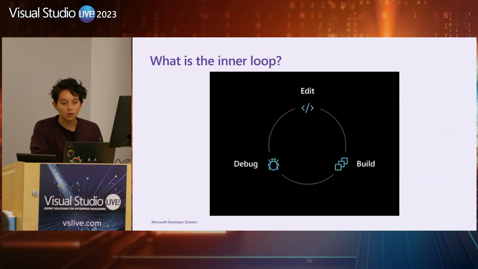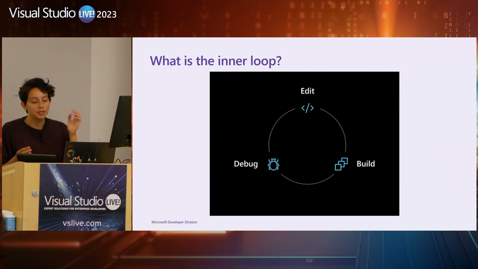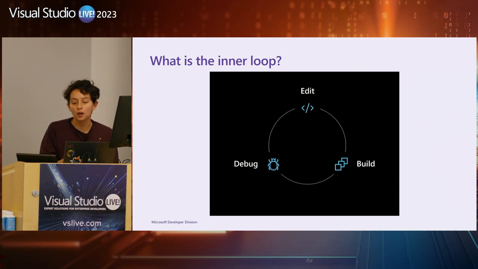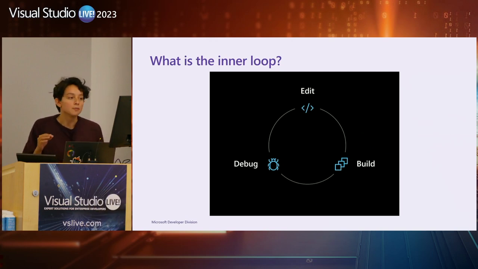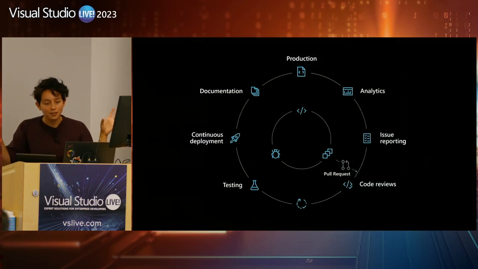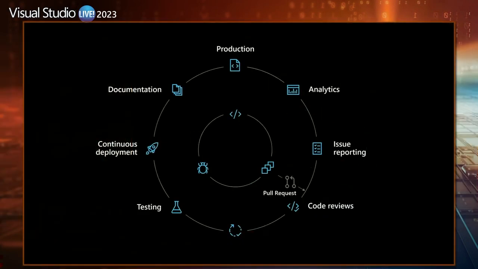When we think about those things that you're doing while you're coding, we talk a lot about the inner loop. I just hear this term thrown around a lot, so I'd like to give you my own definition. It's that edit, build, and debug cycle that is keeping you in that focus flow while you're getting stuff done. The other stuff that surrounds that is going to be production, analytics, issue reporting, code reviews, et cetera. These are all important parts of the development cycle, and we call that the outer loop.